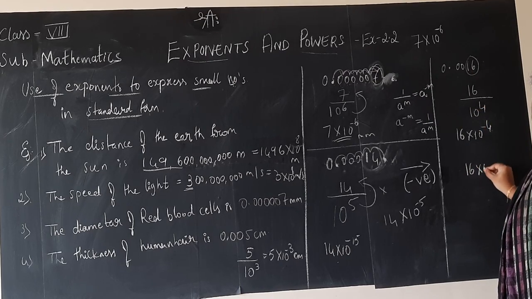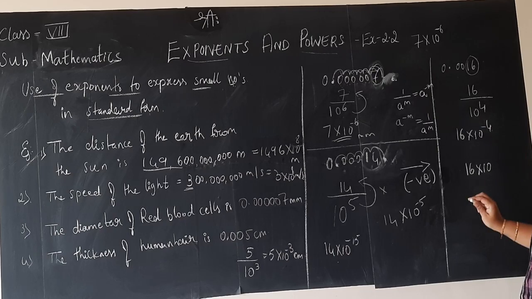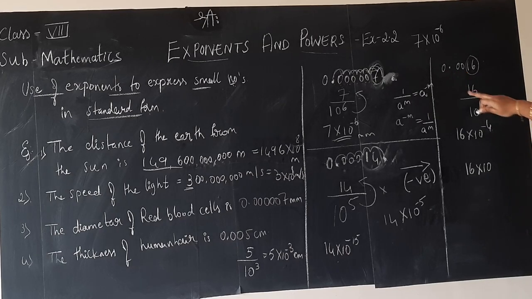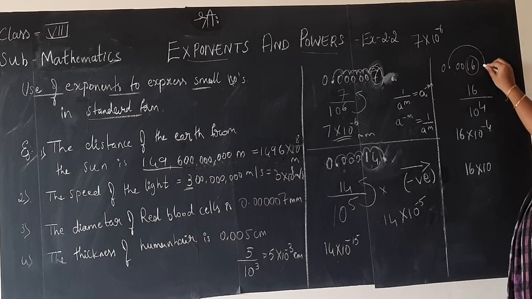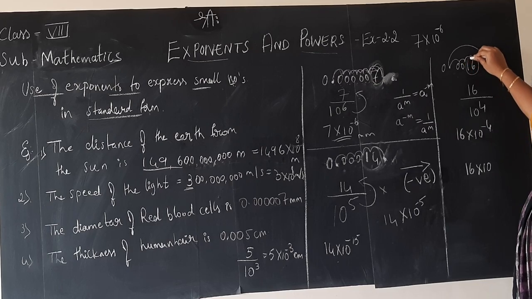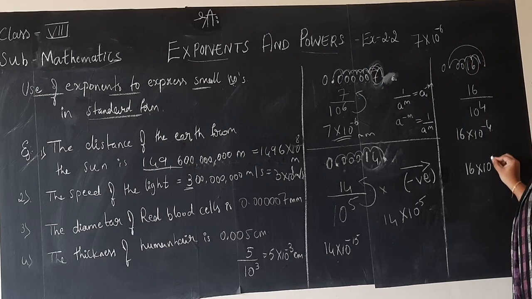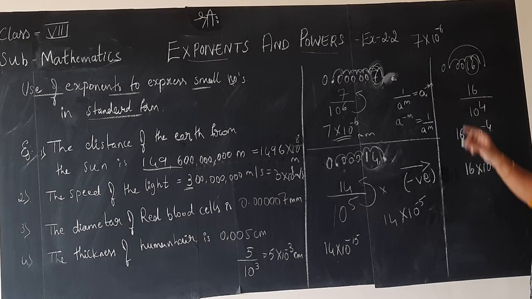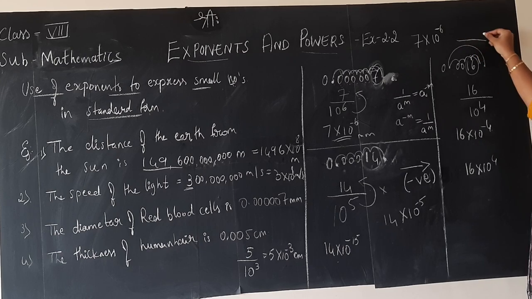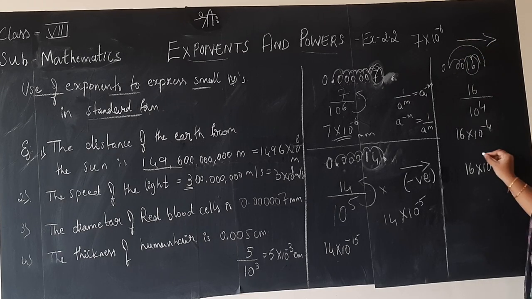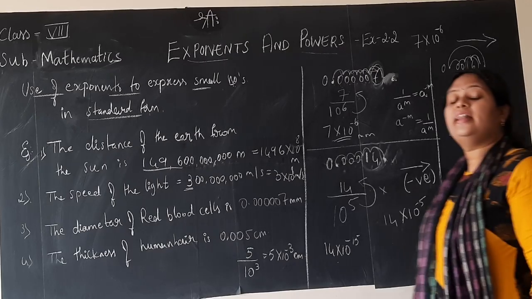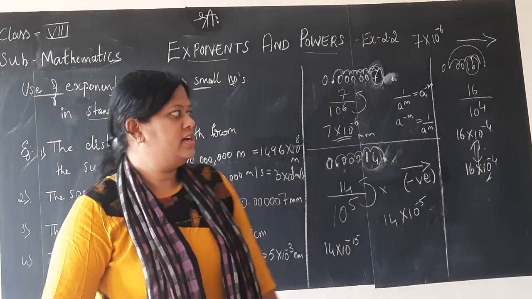If we do it for this one, 16 into 10 to the power, let me keep it ready. Now the decimal point that is here should come here. For that, 1, 2, 3 and 4. 4. I got it. I am shifting the decimal point in the forward direction, in this direction, so minus 4. Didn't we get the same answer? Like this you should do, children.